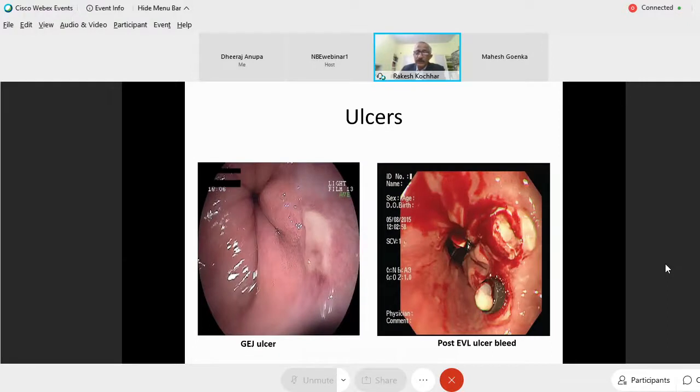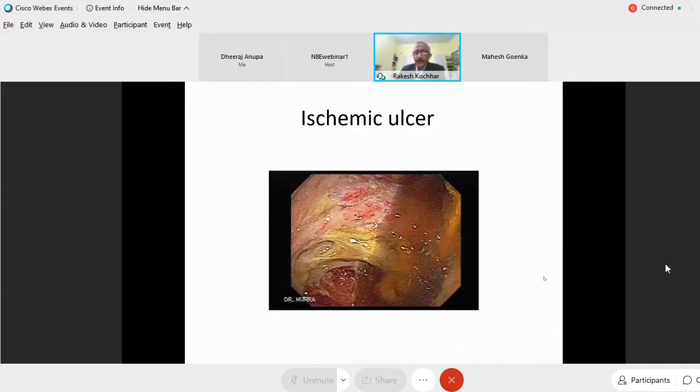Then you describe the ulcer in the context of the anatomy, the site. This is the gastroesophageal junction, the Z line. So there is an ulcer, elongated, about 2 centimeter by 1 centimeter, clean based ulcer at the gastroesophageal junction on the esophageal or the squamous mucosa side. This ulcer is following EVL, so EVL induced ulcer. So your description must include complete details of the lesion seen.